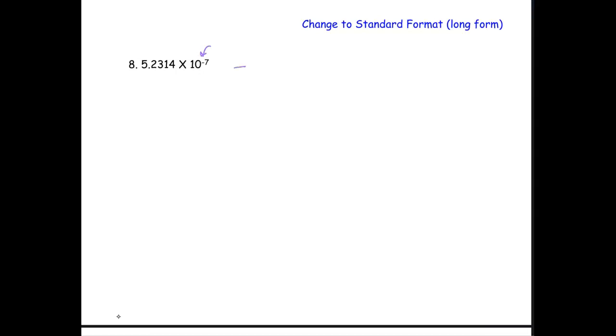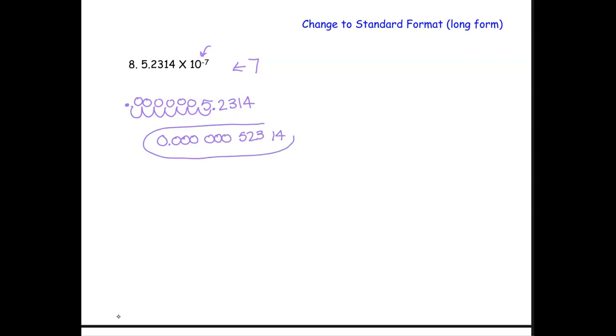Exponent. So we're moving 7 to the left. 5, 6, 7. New decimal point. Fill in the empty bubbles with zeros. Rewrite my answer. And give it a good circle.